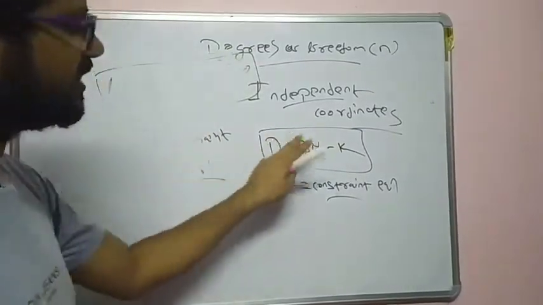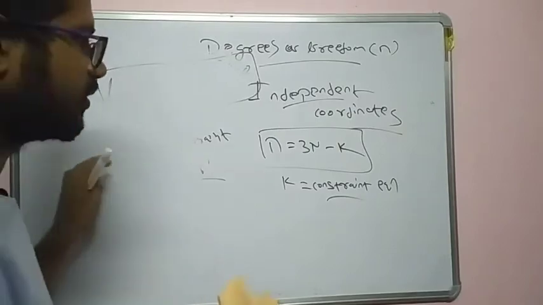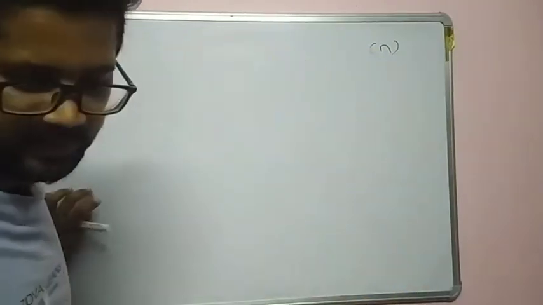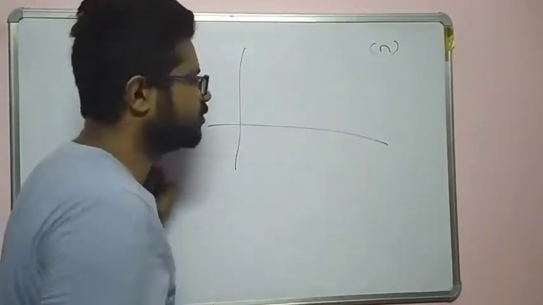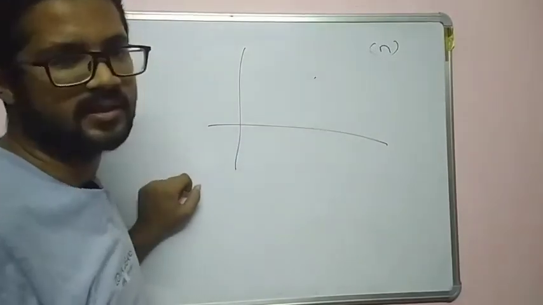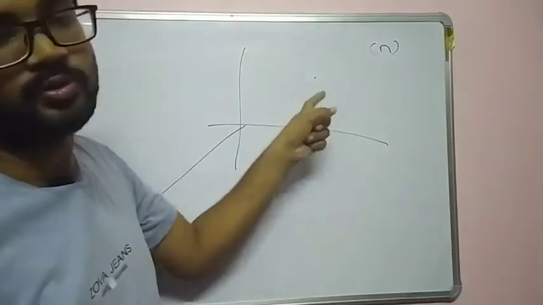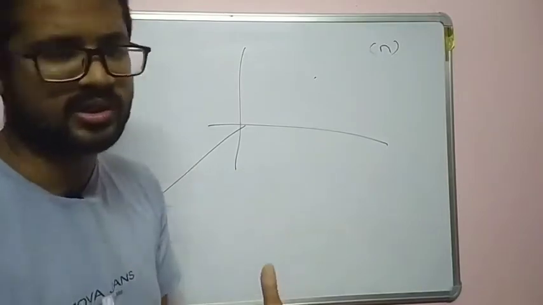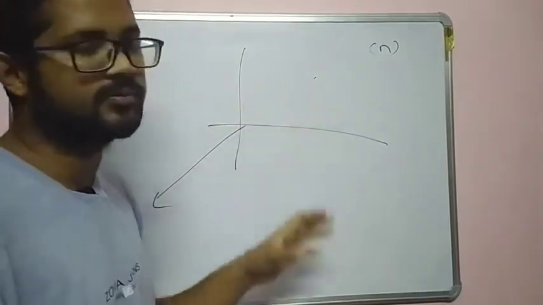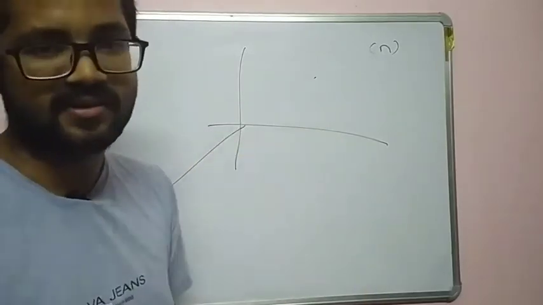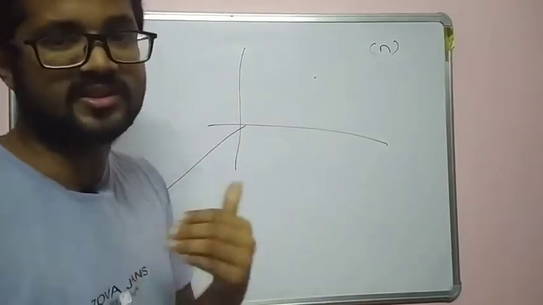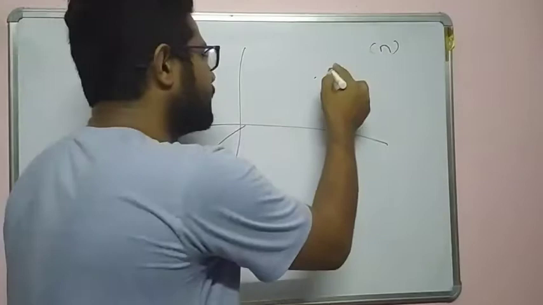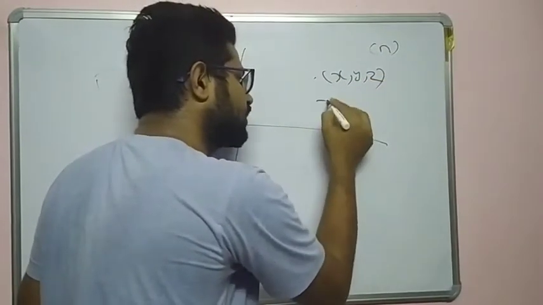Now the question is why 3N? Why not 6N? Why not 10N? Let us understand this by taking a very simple and familiar example. Whenever I take a Cartesian coordinate system and place a single particle, how many coordinates are required to specify the position of this particle? Position is nothing but the location. You have to choose an origin, and from the origin see how much distance it has covered in x, in y, and in z. So the coordinates are x, y, z, which means the total number of coordinates is 3.